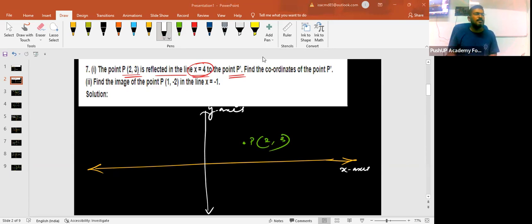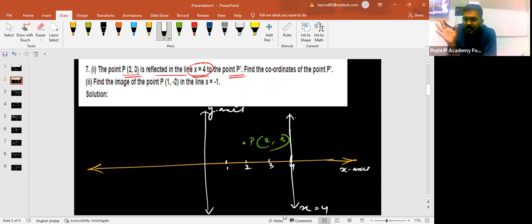Now, where is the line x is equal to 4? It is a line which passes through point 4 on the x-axis, right? So imagine this was your point 1, this was your point 2, this is point 3, and this is your point 4. Let me draw that line x is equal to 4 over here. Now this point P (2, 3) is getting reflected in that line x is equal to 4.